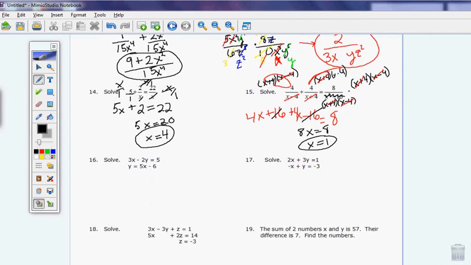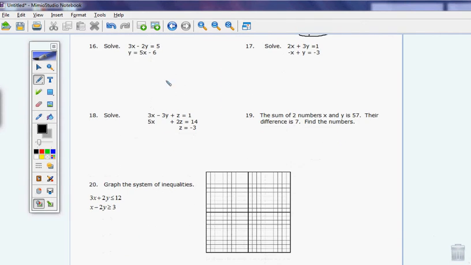All right, finishing up here with number 16, the systems. We would definitely want to use substitution or maybe elimination here if you wanted to. That would be fine, but I'm going to show you what most would do in that substitution. So what I'm going to do is I'm literally going to take and replace that y right there with everything I know y is equal to. Okay, so that's going to be 3x minus 2 times 5x minus 6, and that equals 5.